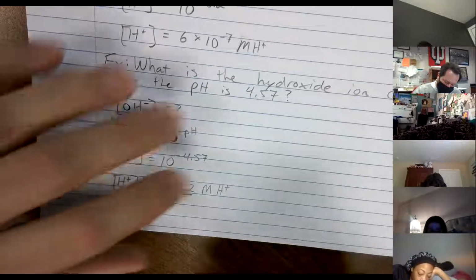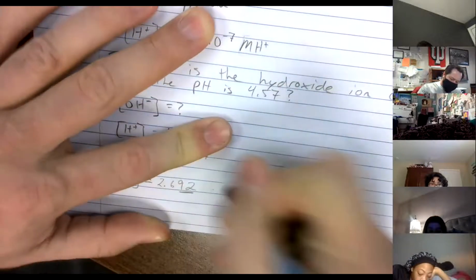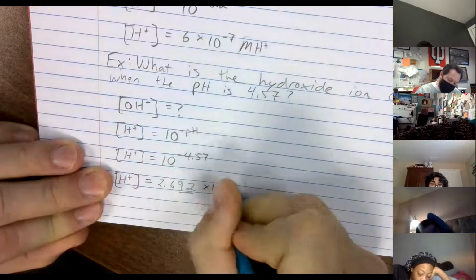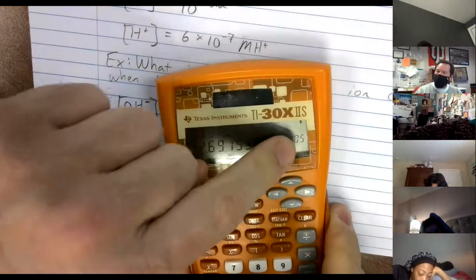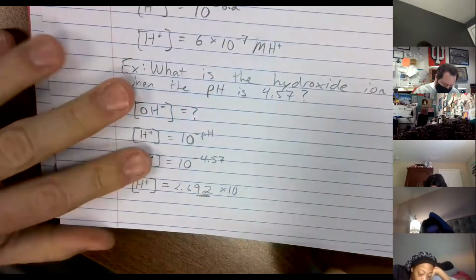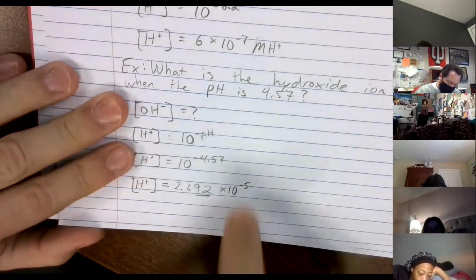Well, I did it again. Sorry. I forgot that times 10 to the negative 5th there at the end. Makes a pretty big deal.